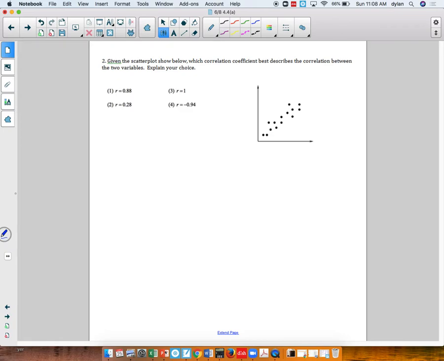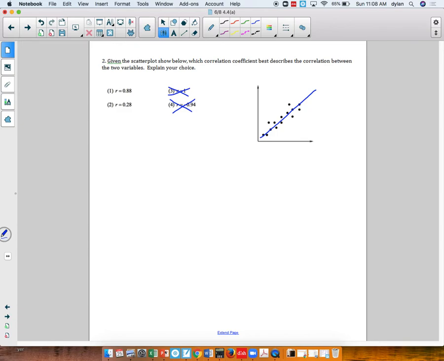All right, so for this problem, we can rule out a couple of these right away. It cannot be R equals 1, because that's perfect correlation. It means that the data points would all fall exactly on a line of best fit. If I draw a line of best fit through this data set, it's pretty clear that that's not the case. Similarly, we can rule out number 4 because it has a negative correlation coefficient, but the data here are clearly positively correlated. So that brings us to 1 or 2.